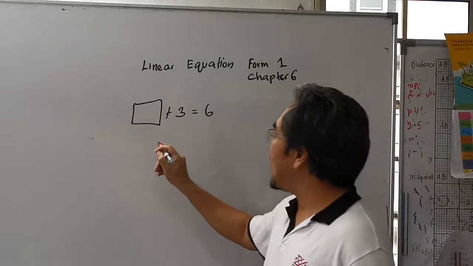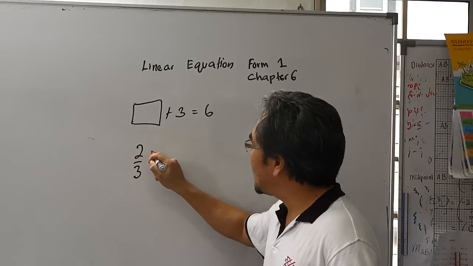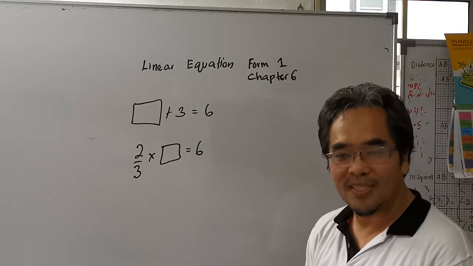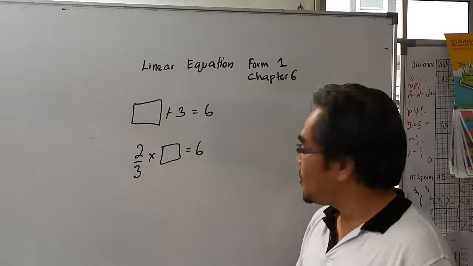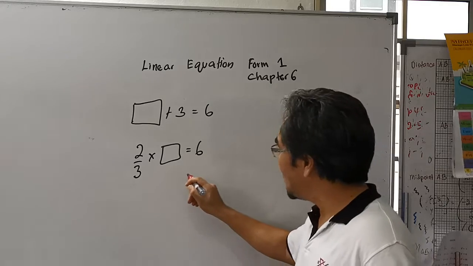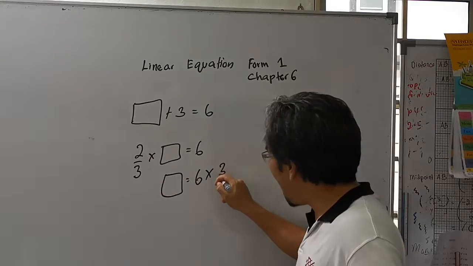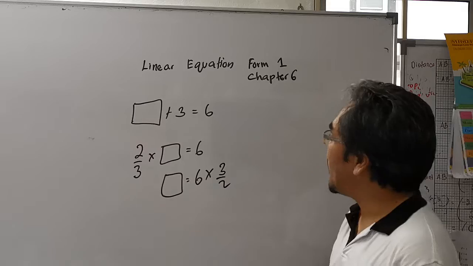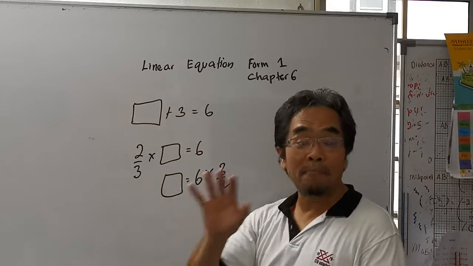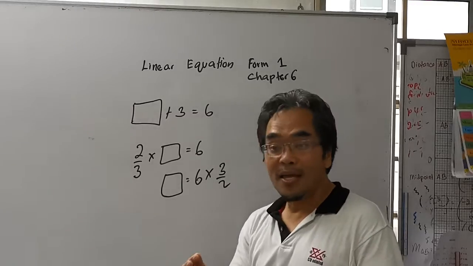Or sometimes I taught you, you have to write down 2/3 times empty box equals 6. How do you solve this? You move this value to the other side, it becomes? Box becomes 6 times 3/2. Yes. Okay? Like that. So today what you have to understand is that instead of empty box, we use algebra, because algebra and empty box are the same.